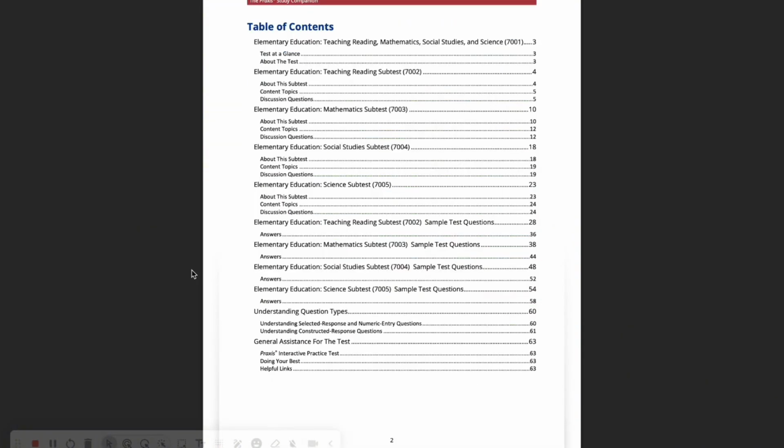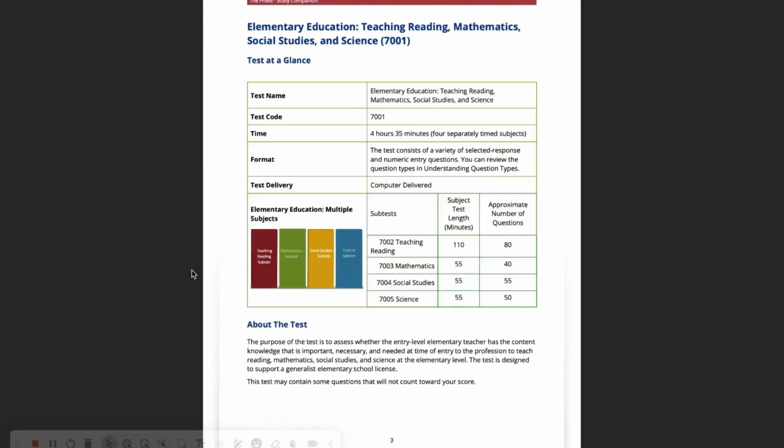On page 2 of the study companion, you have your table of contents. But let's just kind of go through the study companion. I won't go through everything, but I'm definitely going to give you a good detailed breakdown of what you need to look for. So our next page in the study companion is an overview of the entire 7001 series. So let's look at 7001.